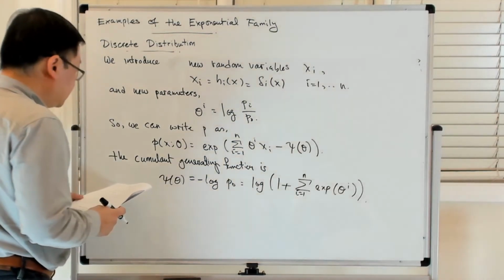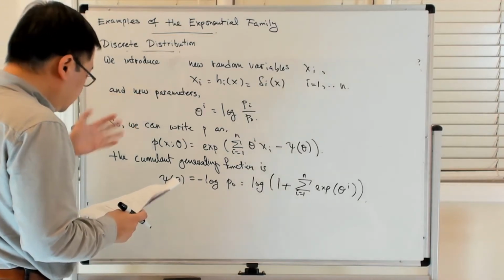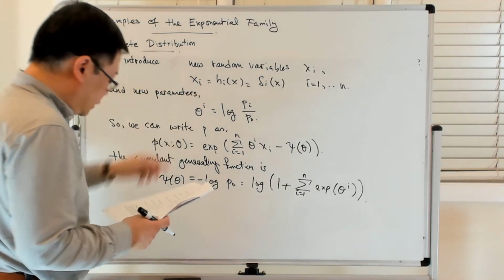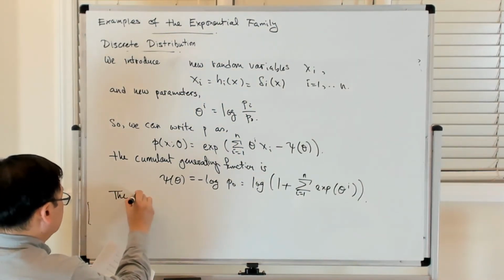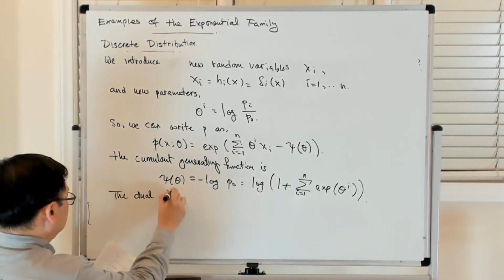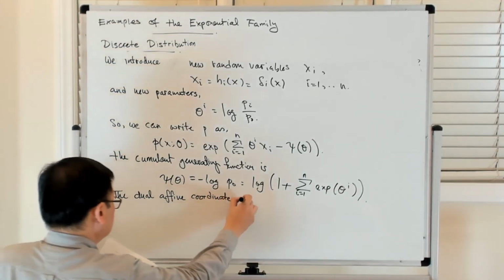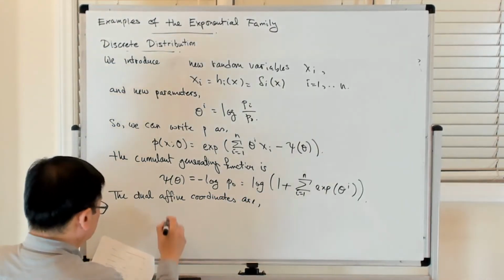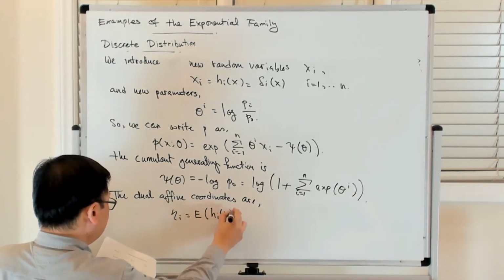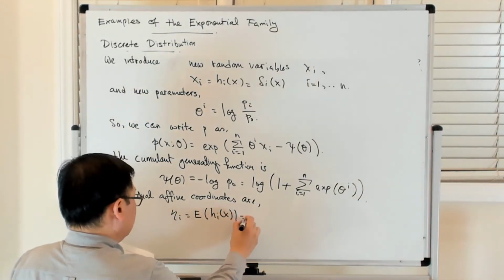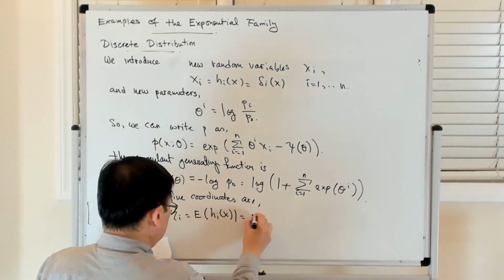And then as before, the dual coordinates are the expectations of the hi's. So the dual affine coordinates eta i are the expectation of hi of x. And because these are just the canonical delta functions, they're given by the pi's.